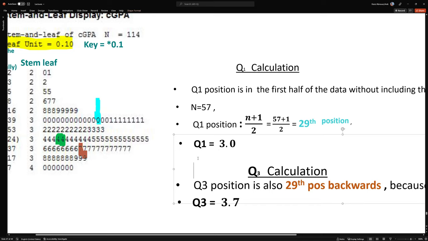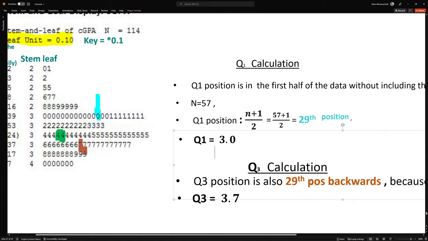The same for Q3. Since the median is at the position of 57.5, we take as n whatever is on the right. We include all the observations on the right of 57.5. So we have 57 observations, but this time it is the upper part, which starts with the 4 and includes all these numbers.